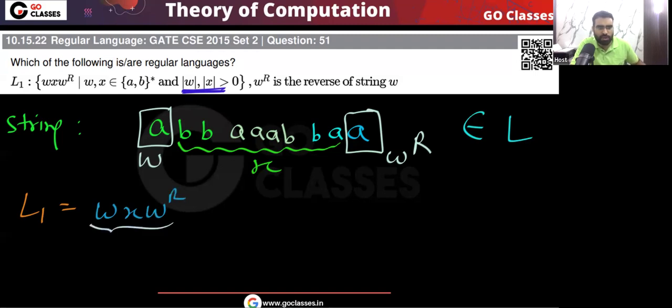But you can see in this string what I can do. For example, this A I can take as W. The remaining thing I can take as X. So this belongs to L. Is this clear? Please tell me.